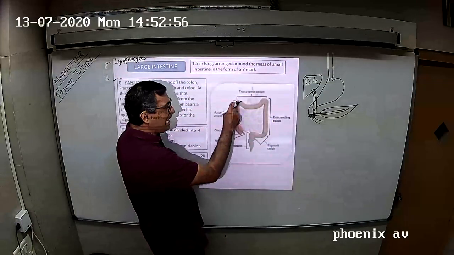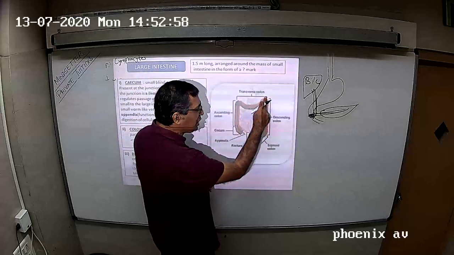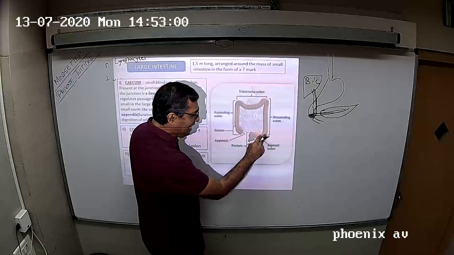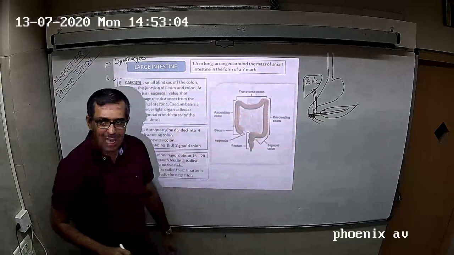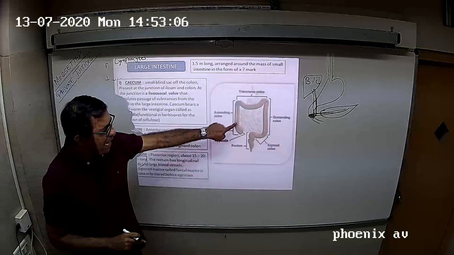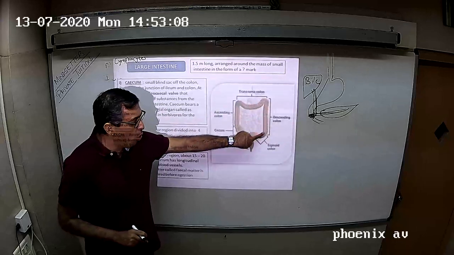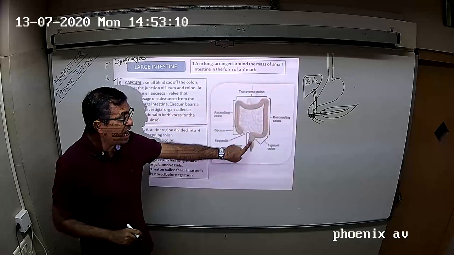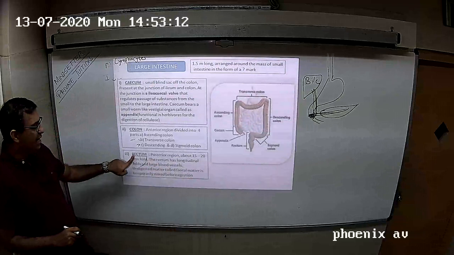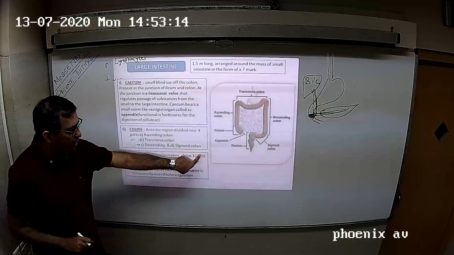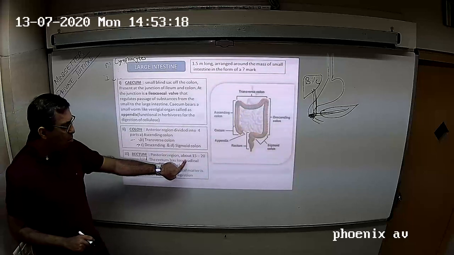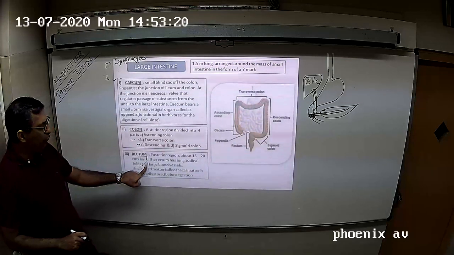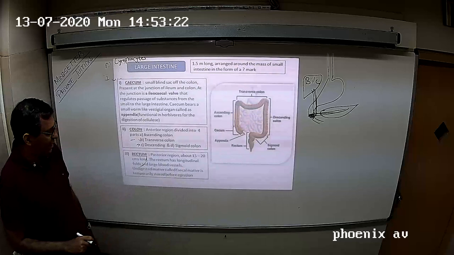ये हो गया ascending colon, ये हो गया transverse colon, ये है descending colon और ये है S-shaped sigmoid colon. And fecal matter passes through this colon and enters into the rectum. The rectum is the posterior region about 15 to 20 centimeters long. Rectum also has longitudinal folds and large blood vessels.